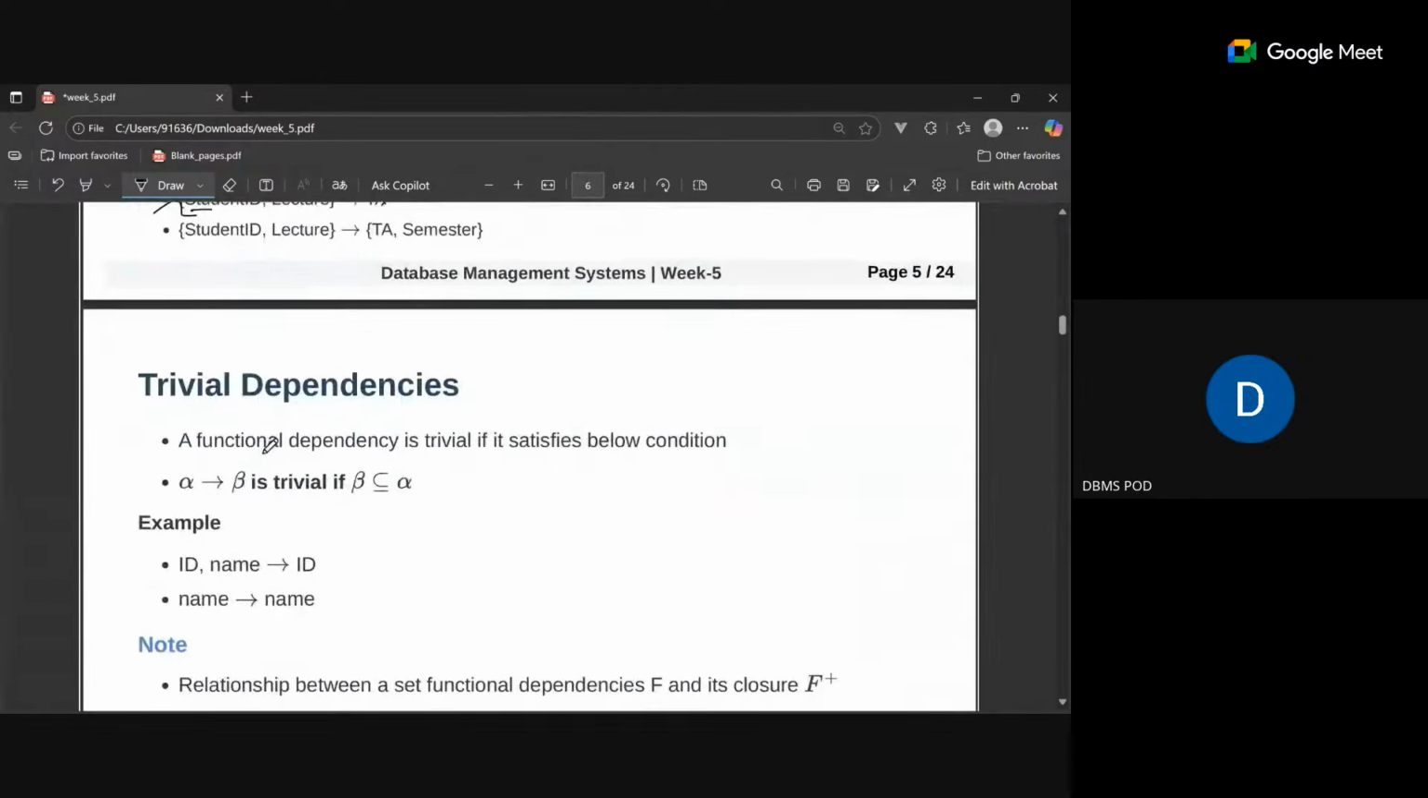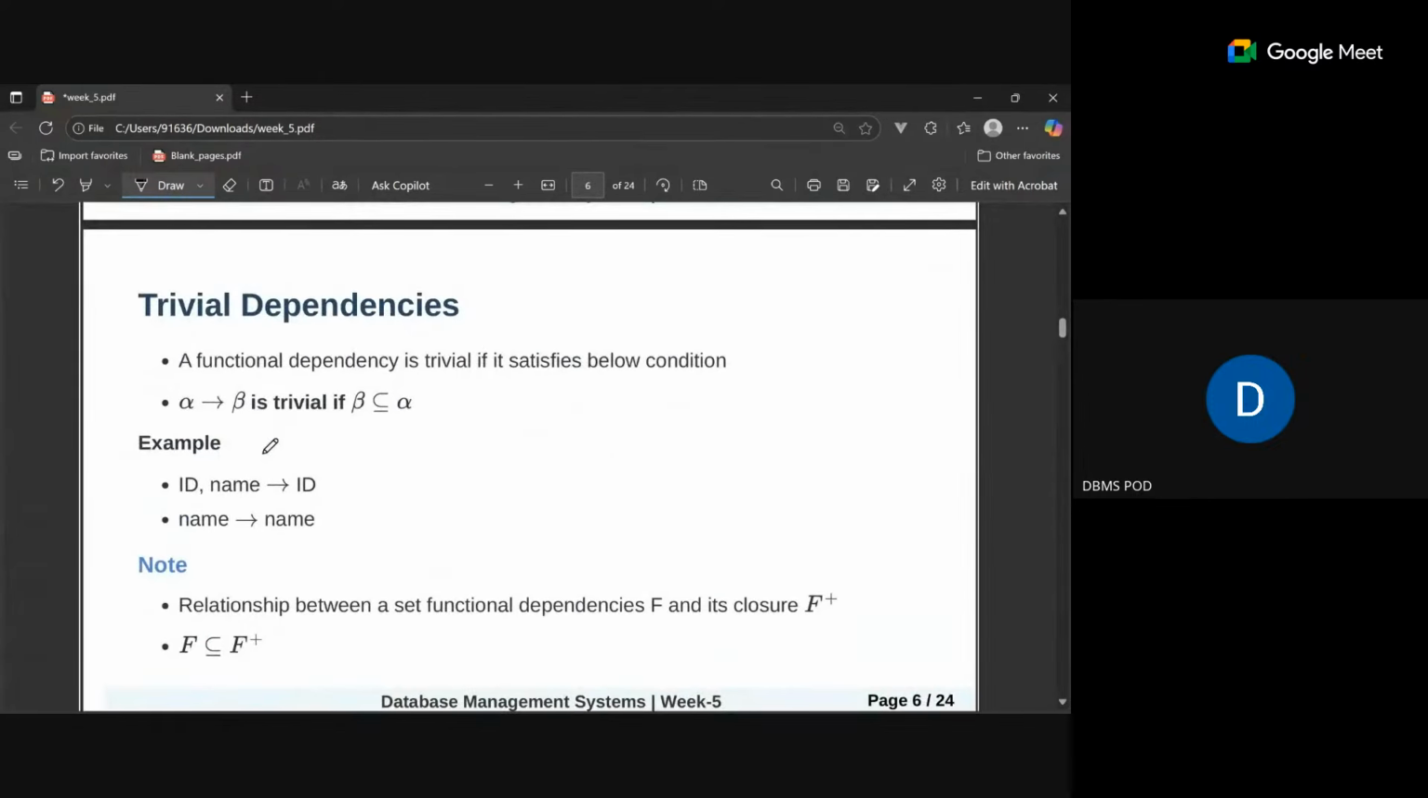Okay. Then we'll go for the next one. This is trivial dependency. It's as simple as that. It's nothing to complicate. A functional dependency is trivial. Let's say this student ID determines semester. It satisfies trivial if alpha determines beta, where alpha is the left set of attributes and beta is the right set of attributes.